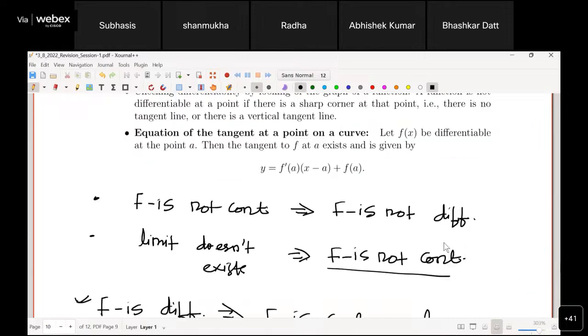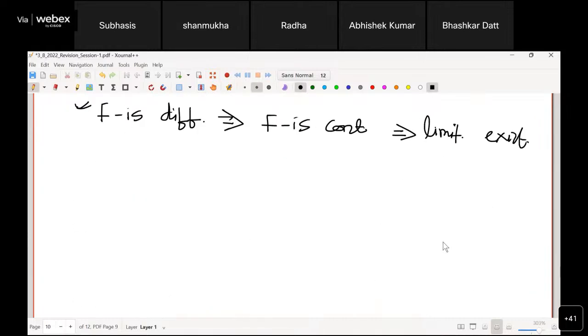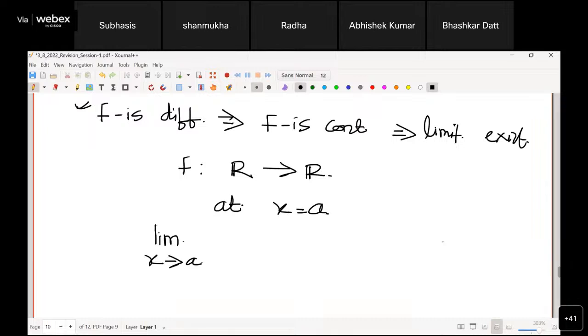Okay, so let me just recall the definition of differentiability. Suppose you have a function. You say that this function is differentiable at x equal to a if this limit exists.